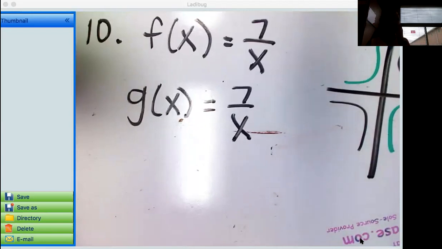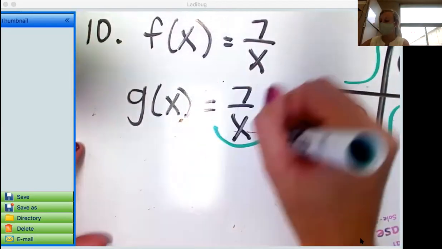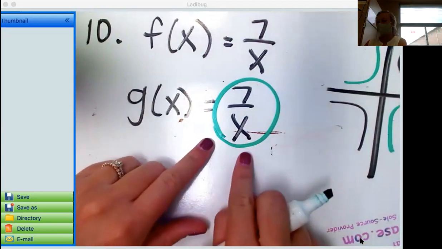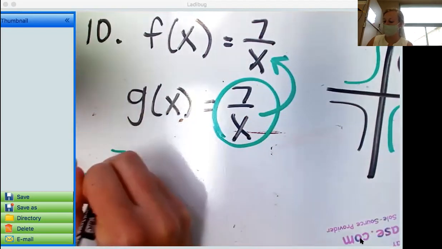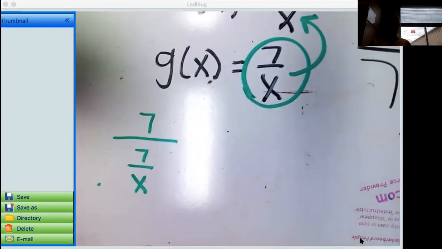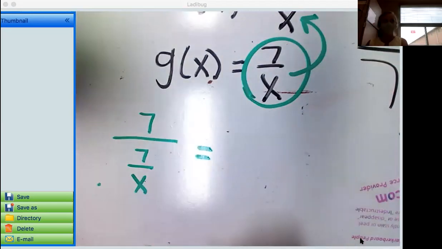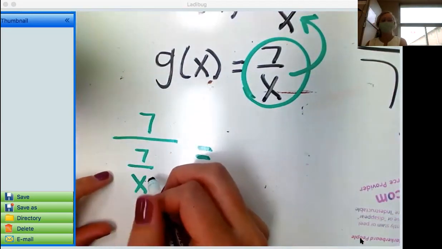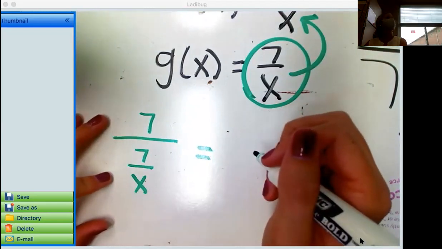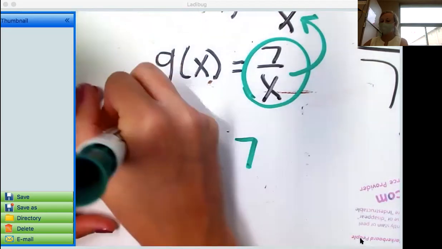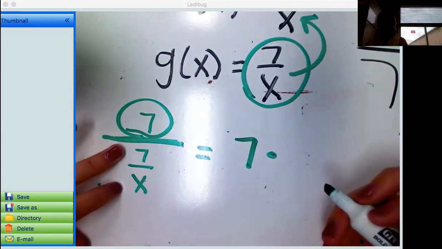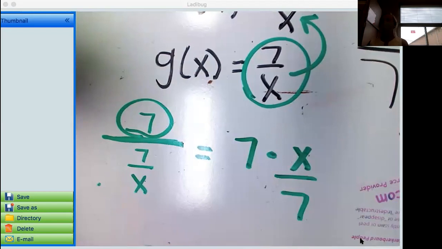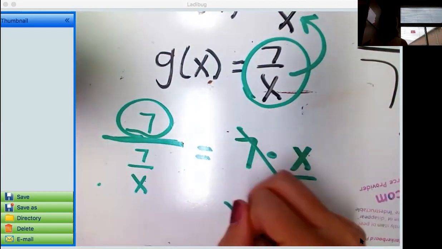How do I check to see if they're inverses? Composition. This is the other part of your quiz, composition. So I'm going to take 7 over x and input it right here, right? Okay, so that's going to give me 7 over x. Now, no one freak out. We did this the very first day, right? The first day we did math. Can we divide by a fraction? So what do we do? Multiply by the reciprocal. So keep this 7 on top, times, instead of dividing, the reciprocal of this, x over 7. What happens with the 7s? So you're just left with x.